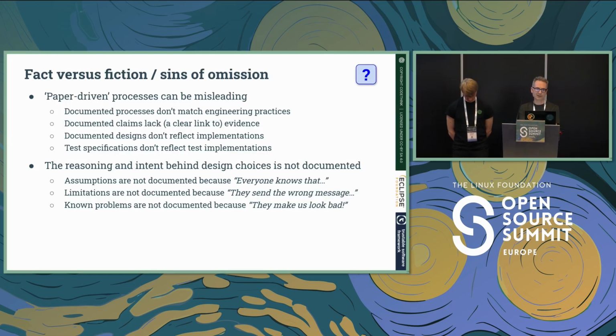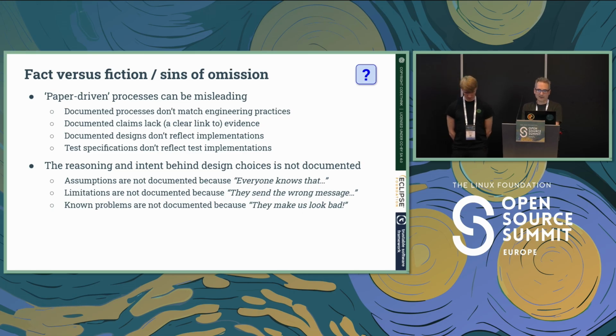So these paper-driven processes or their modern successors can also be misleading. The document processes end up not matching the actual engineering practices, and you can't find all of that just with an audit. But also, you don't actually have the claims that you documented with a clear link to the evidence. Your designs don't reflect the implementations.